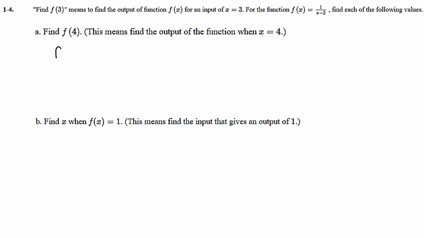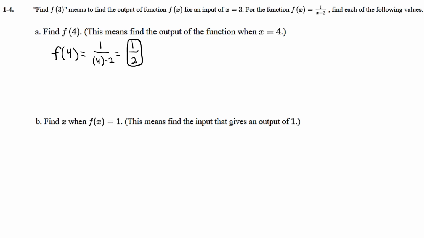So when f of 4, in the function given, we're going to replace every x with the value 4. So it's 1 over x, so we put a 4 in place of it, minus 2. So we get 1 over 4 minus 2, which is a half. So f of 4 is 1/2.